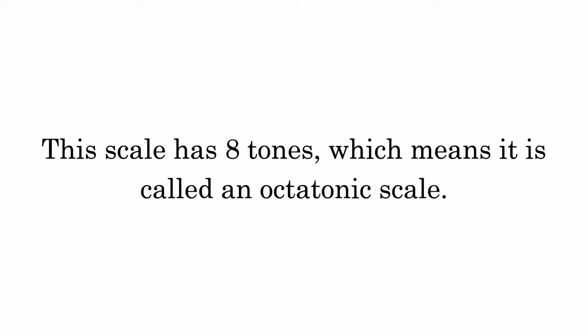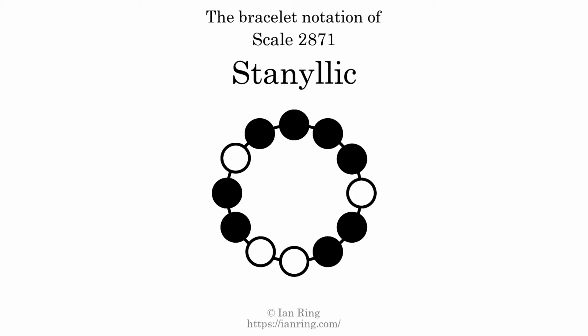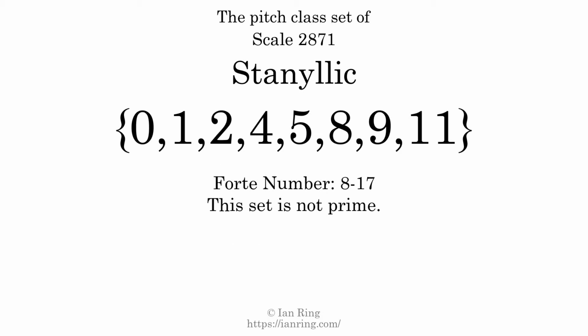This scale has 8 tones, which means it is called an octatonic scale. This is a bracelet notation diagram of scale 2871. The shaded circles represent tones that appear in the scale, and they are read clockwise, starting at the top. The pitch class set for this scale is 0, 1, 2, 4, 5, 8, 9, 11.